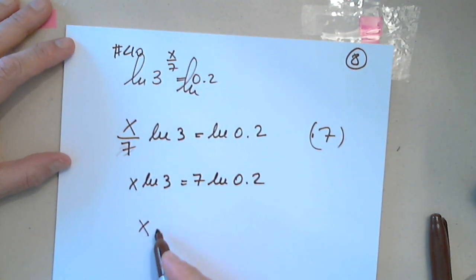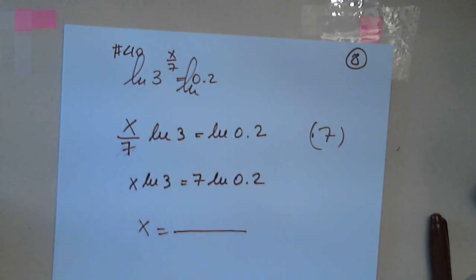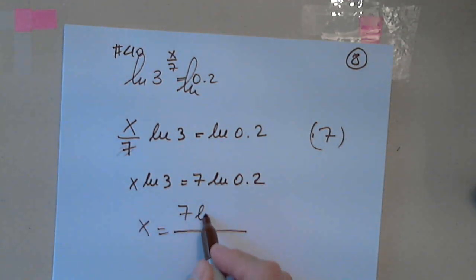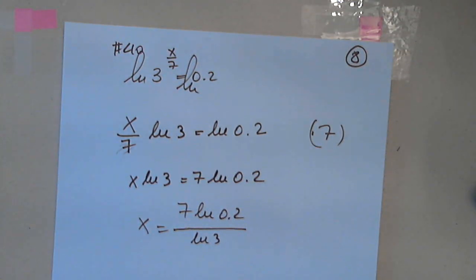And as the final step, and it's done, what do I do? That's the very last step. Divide by natural log 3. That's it. Again, don't get confused with this ln.